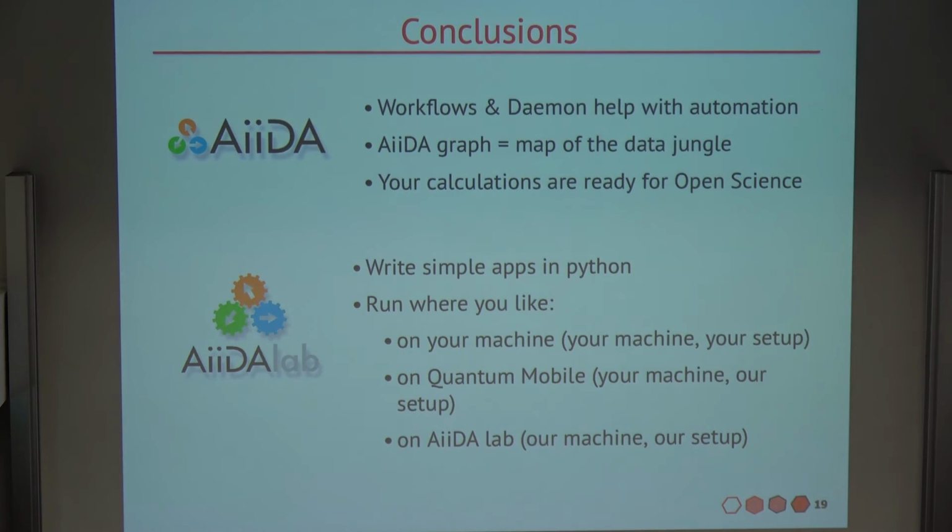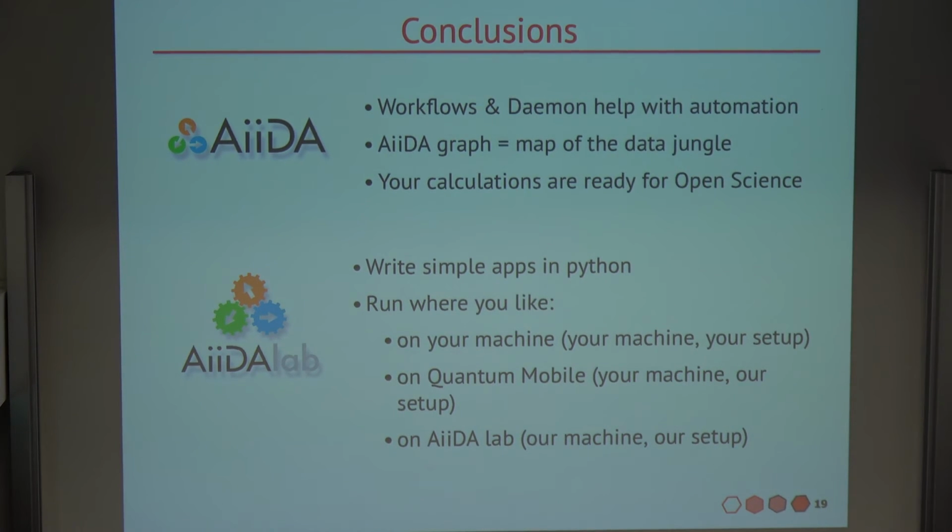So as a conclusion, I would like to emphasize that AiiDA is a powerful tool. It allows you to run workflows. The AiiDA daemon helps you with automation. AiiDA graph is the map to the data jungle. So with AiiDA, you can actually know where your data is coming from, and you can query them. And your calculations are ready for open science.